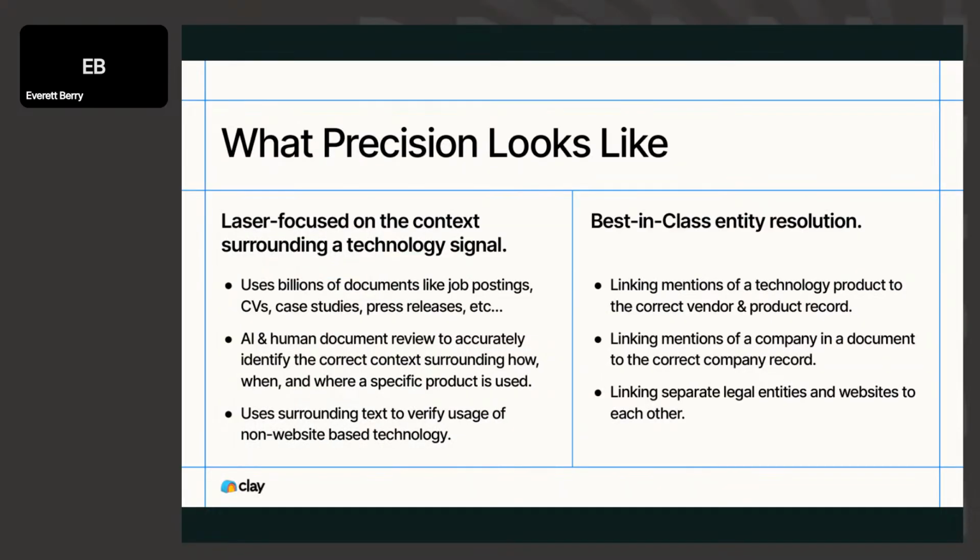The next thing I want to go through here is technographics. Firmographics sort of describe what the company is and what they do. Technographics describe actually what the company's technology stack looks like.